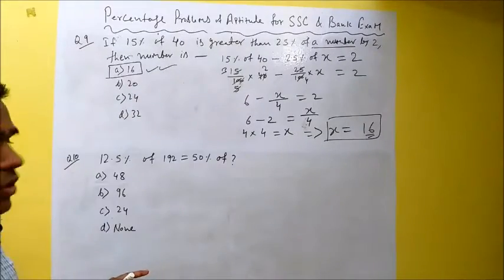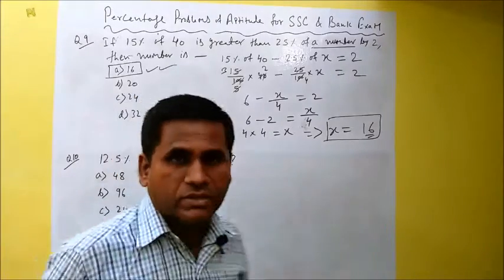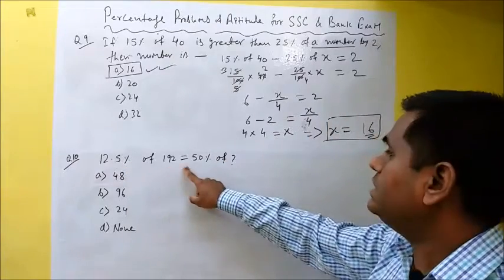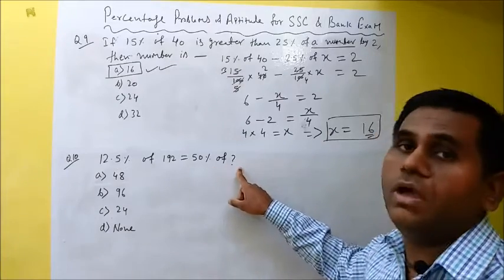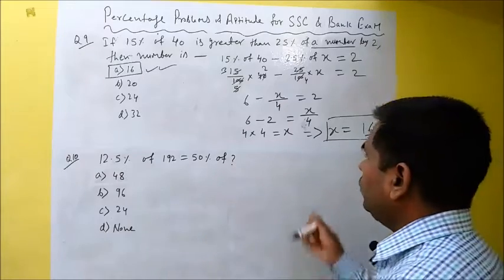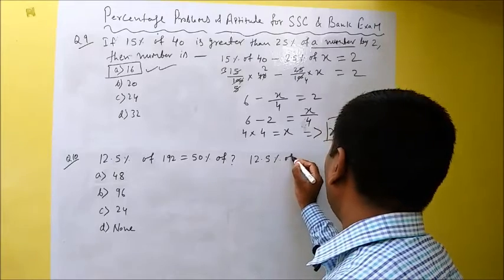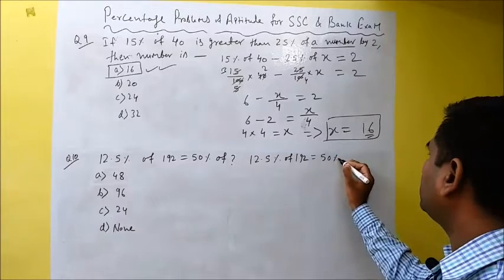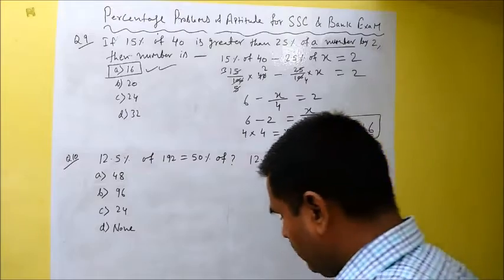So friends, now let us solve question number 10, which is the last question also. So question number 10, you can see, 12.5% of 192 is equal to 50% of question mark. That means 50% of, we can say, x. That is what we have to find out. So we'll write it as it is: 12.5% of 192 is equal to 50% of x. This is a very direct question, so we will solve it now.